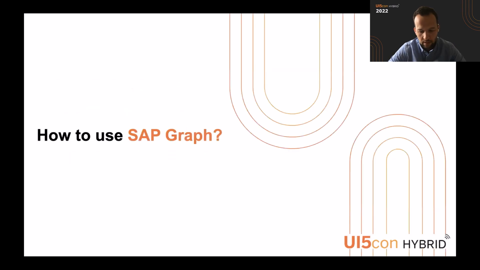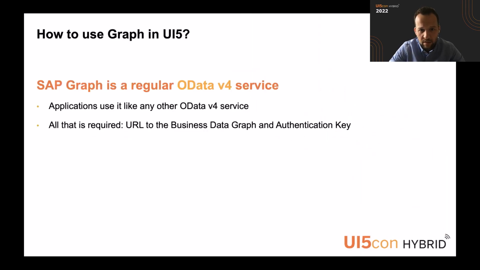Okay, so right, quick overview of what it is. Now, how do I use it? As a developer, we mentioned it's an OData v4 service, and basically from the outside, this is all it is. So you can use it as any other OData v4 service. As an application developer, all you require is just the URL to this business data graph and the authentication key, and you're good to go.